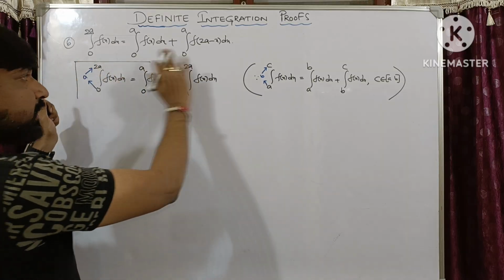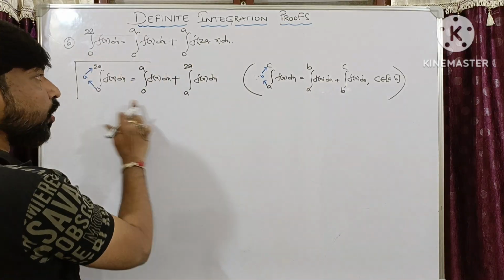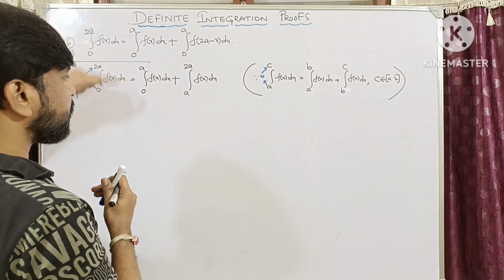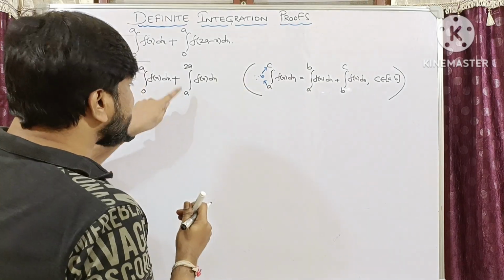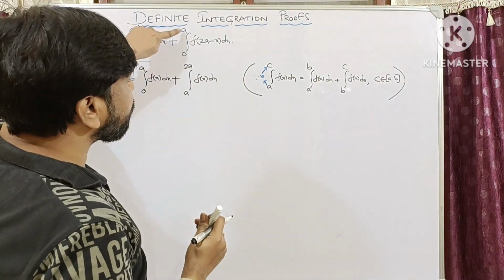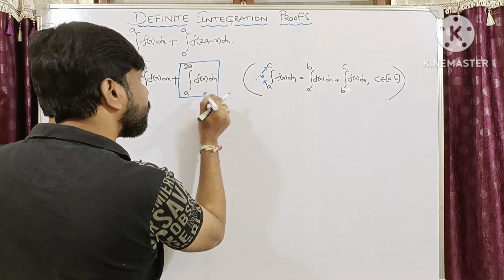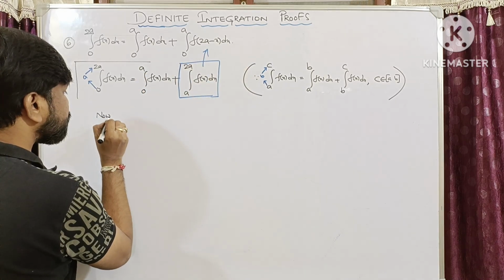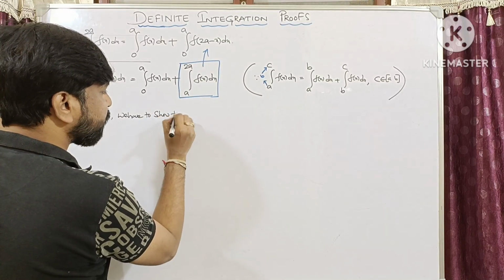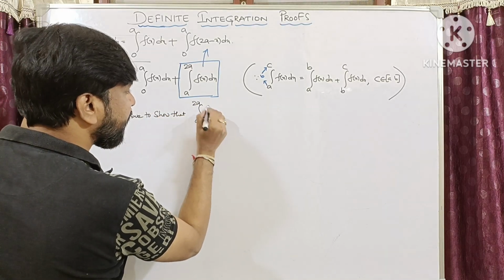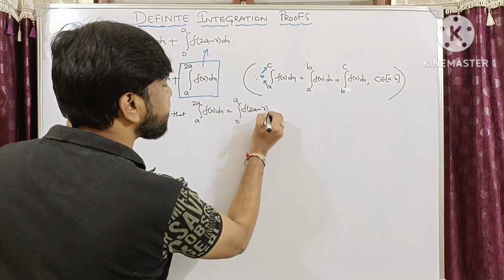Clear? Whenever you write this part, half of the proof is already over. How? You want to prove this one, and you are already getting this. If you compare these two, 0 to a f of x dx and 0 to a f of x dx, one part is clear. Then the second part, a to 2a f of x dx and 0 to a f of 2a minus x dx. Now we have to show that integral a to 2a f of x dx is equal to integral 0 to a f of 2a minus x dx.